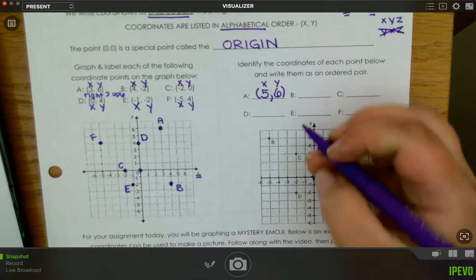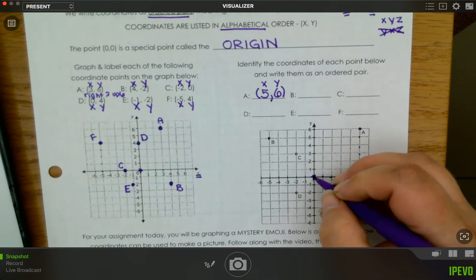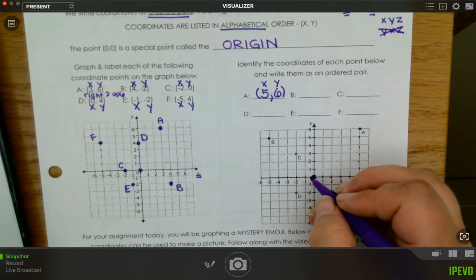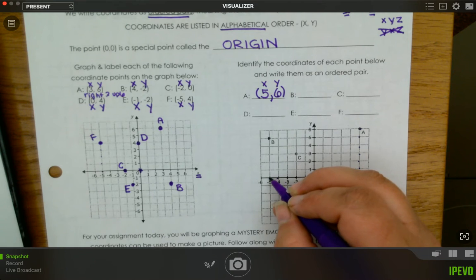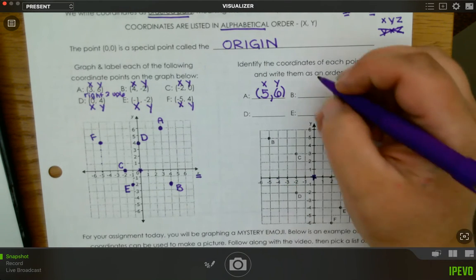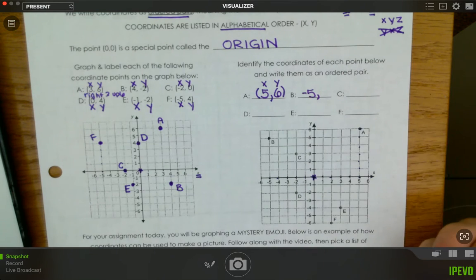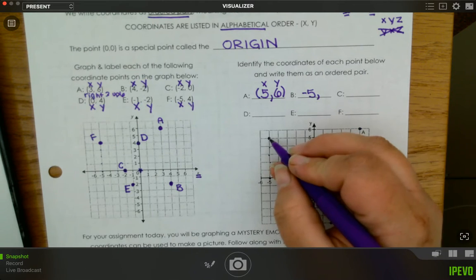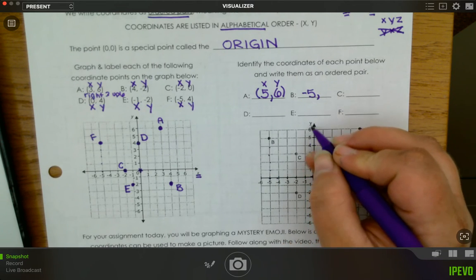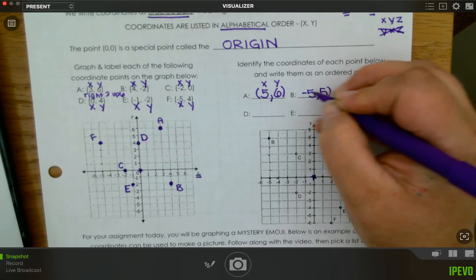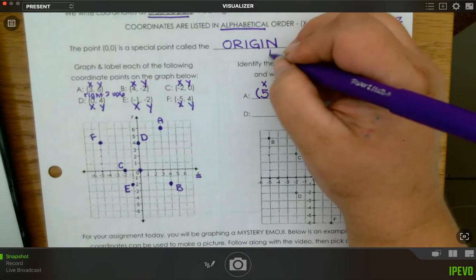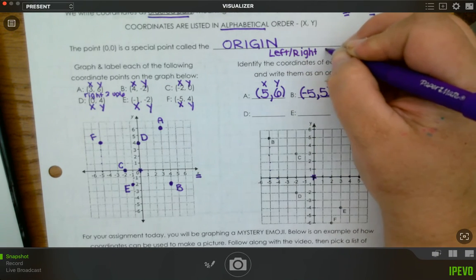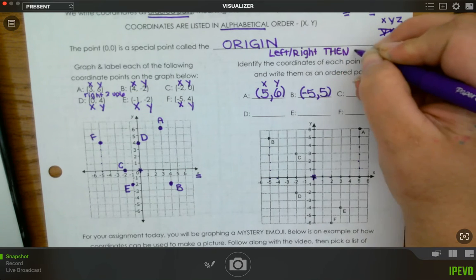There it is. Here's B. We just have to decide from our origin how far left or right do we have to go to get to B. 1, 2, 3, 4, 5 to the left. Notice how that's negative 5. Then you count how far up. 1, 2, 3, 4, 5. That's up 5, so I'm at positive 5 on my y. Remember, we're going to go left and right, then up and down.